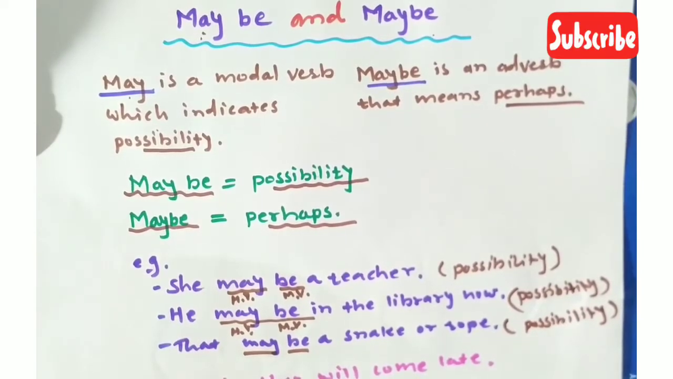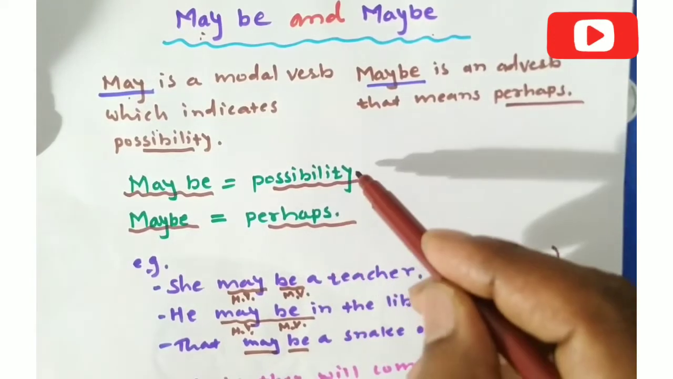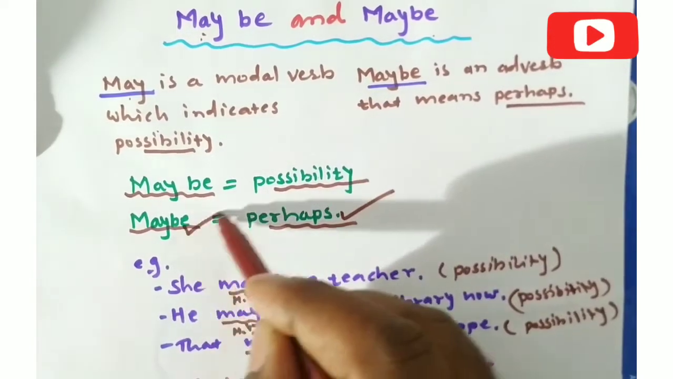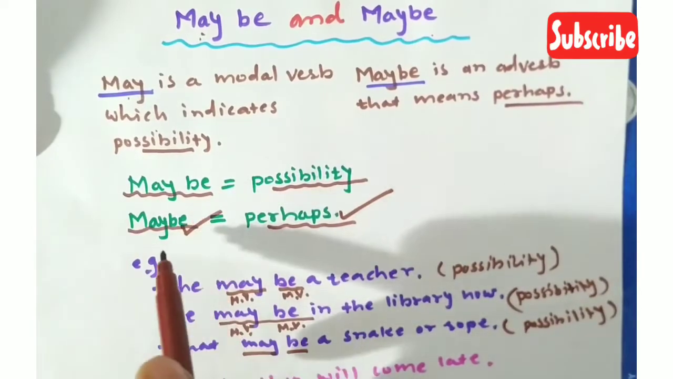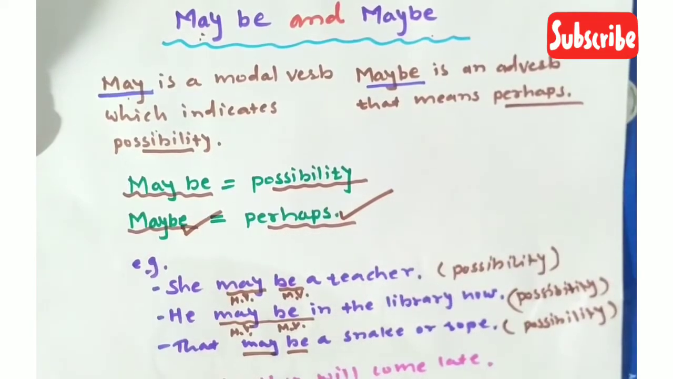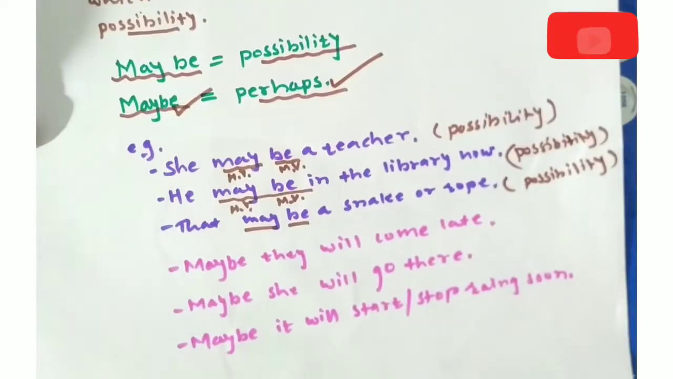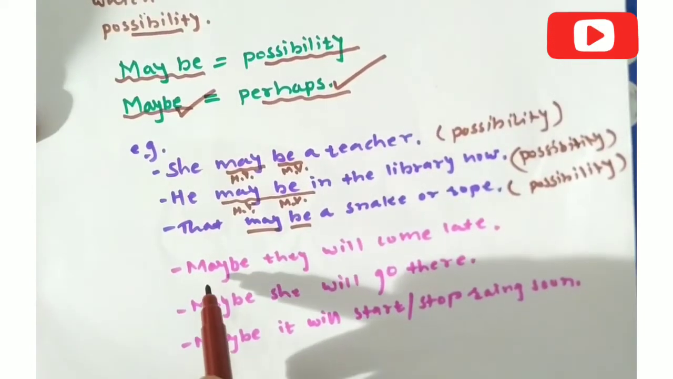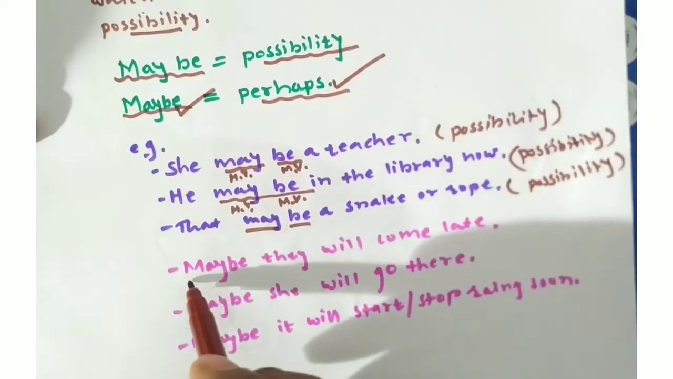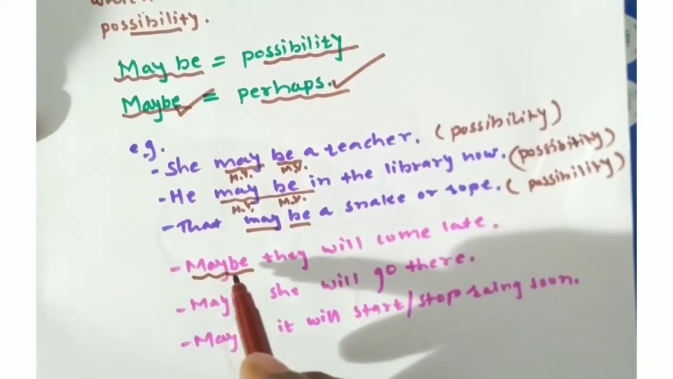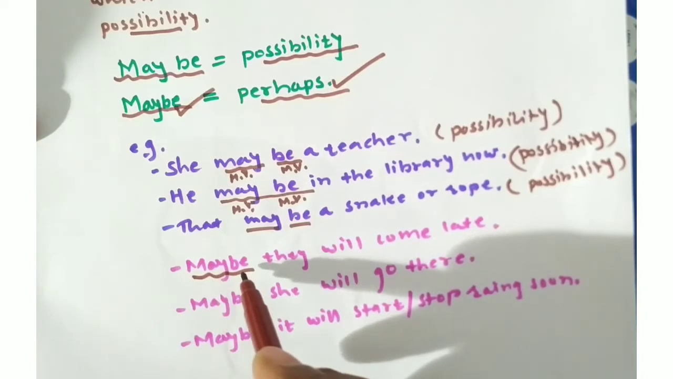Now let us go to the next word, that is "maybe". We discussed the other one first. Now we are going to discuss "maybe" with examples. Look at the example: Maybe they will come late. You just replace this word. This "maybe" is a single word, right?